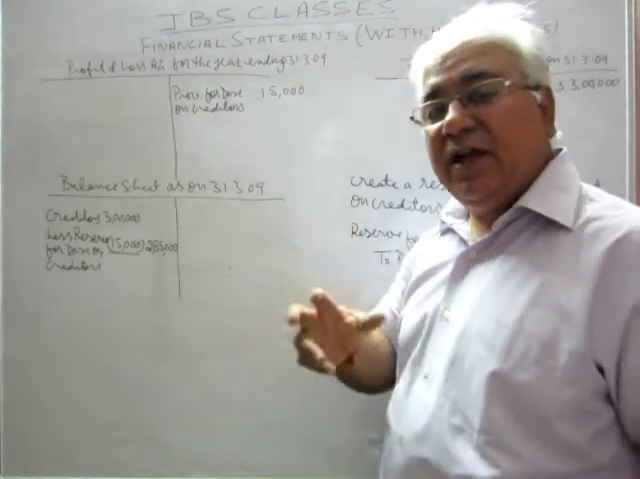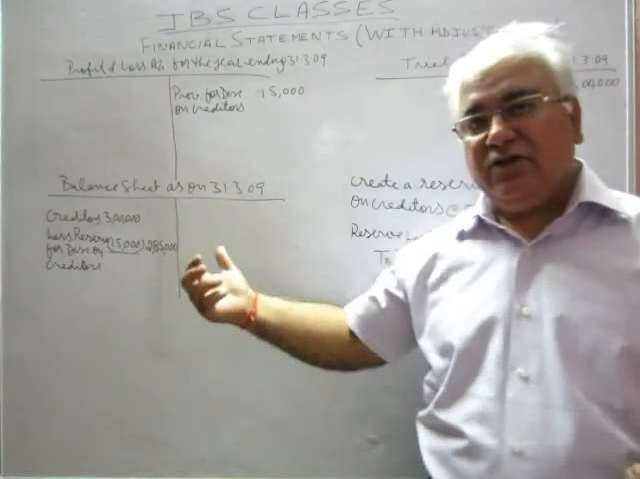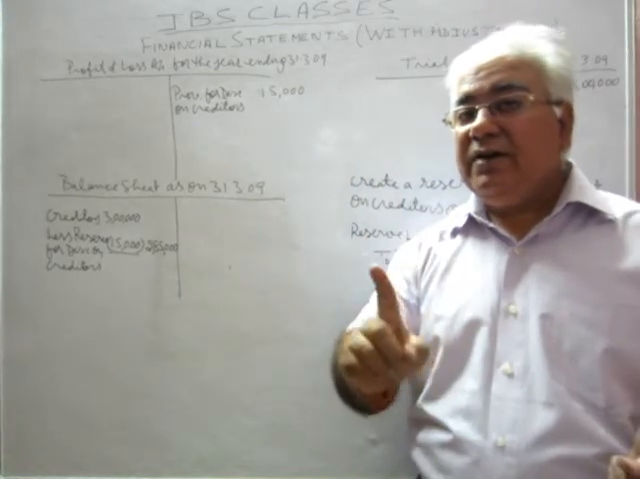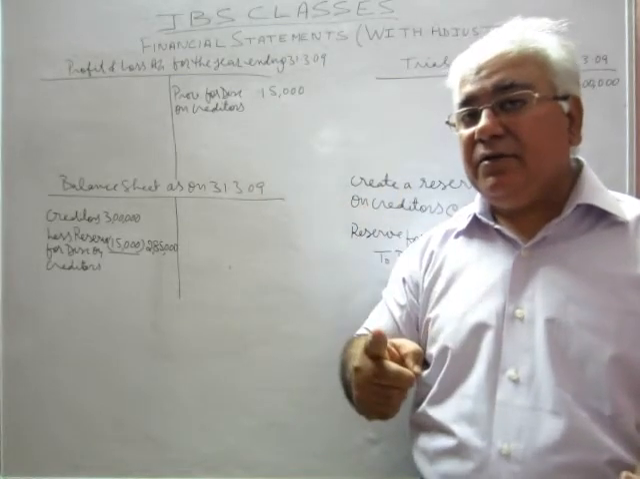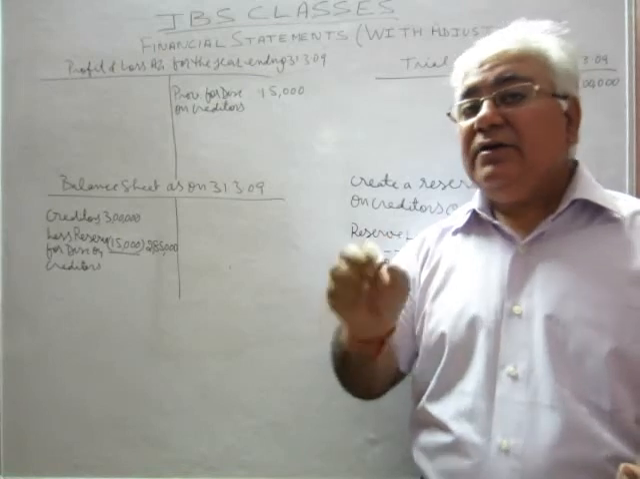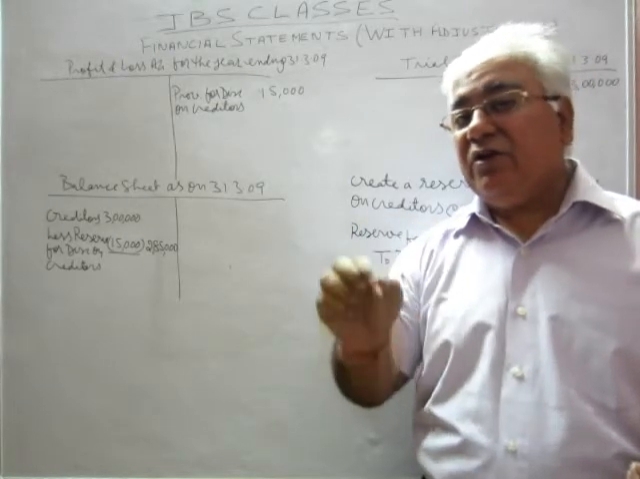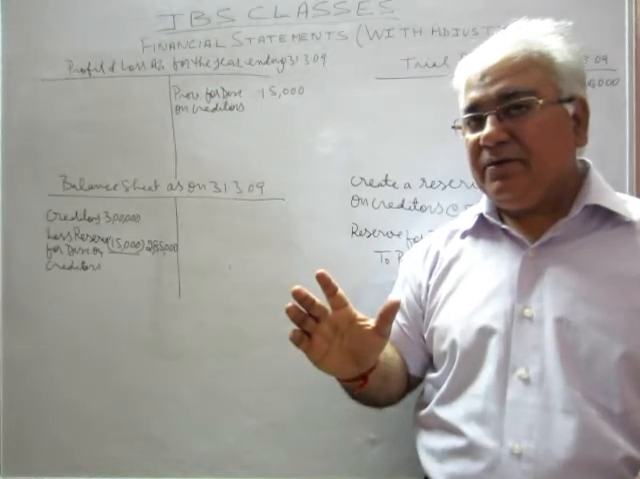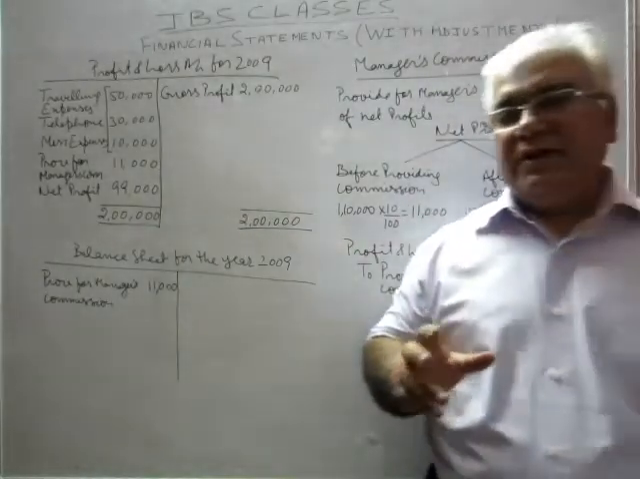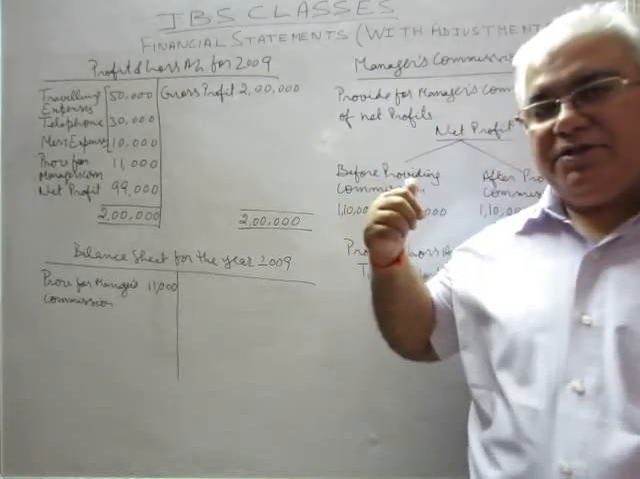Now in the next year, when you actually receive these discounts, you won't credit them to next year's profit and loss account, rather you will be crediting them to the credit of reserve for discount on creditors. I think it is clear. Okay. Now we will discuss manager's commission.